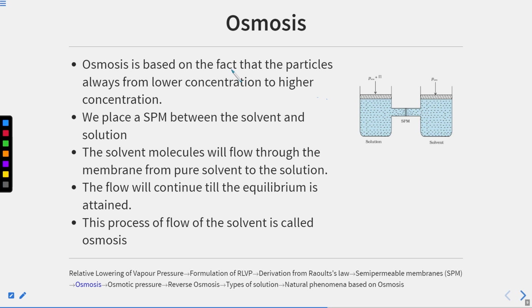So next we will see what is osmosis. If I want to define osmosis in one line, it is basically the movement of solvent particles from lower concentration to higher concentration. Now why does it happen?